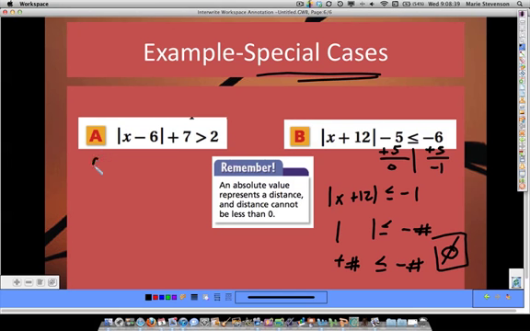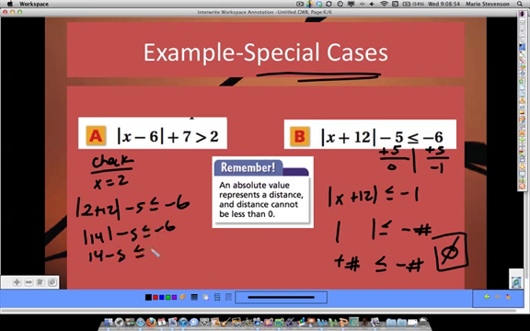Nothing works here. And then just to do a quick check, let's do x equals 2 again because it's a nice small number. So here I get the absolute value of 14. So 14 minus 5, that's 9. Is 9 less than or equal to negative 1? No. So whenever you're solving your absolute value inequality, if you get a negative number over on the other side before you've split it up, it's a special case.